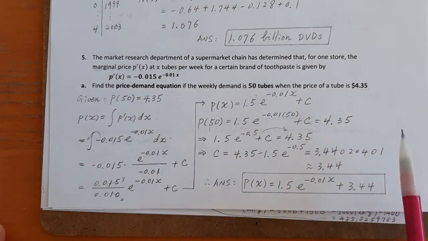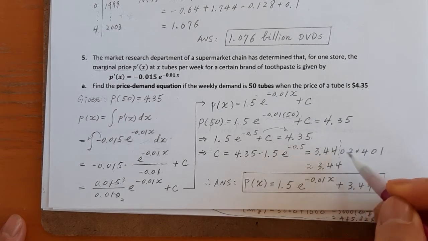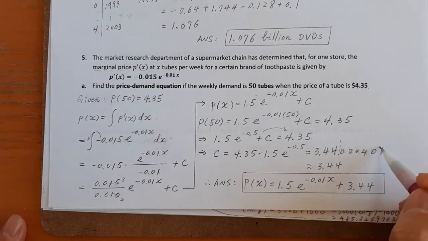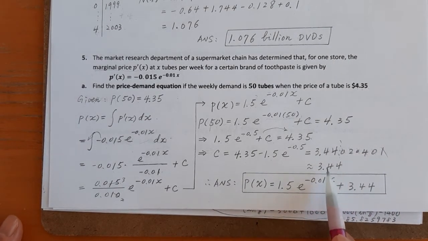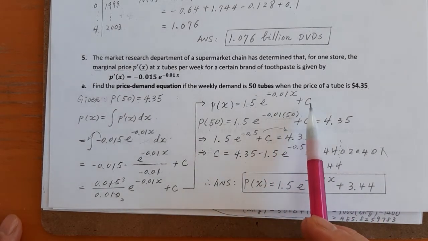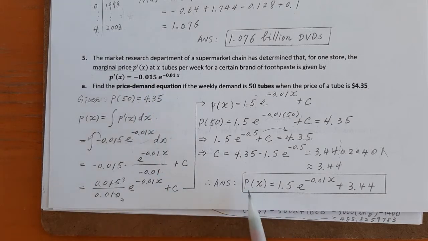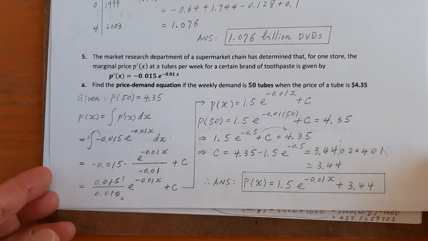Now use a calculator, you will get 3.44 and so on. Normally we keep 2 decimal digits, so this next digit is 0, drop it, and get 3.44. So 3.44 is c. Plug it back in here, so you get 1.5 e to the power negative 0.01x plus 3.44. Here x is the demand quantity, p is the price. That's the price in terms of the demand quantity x.